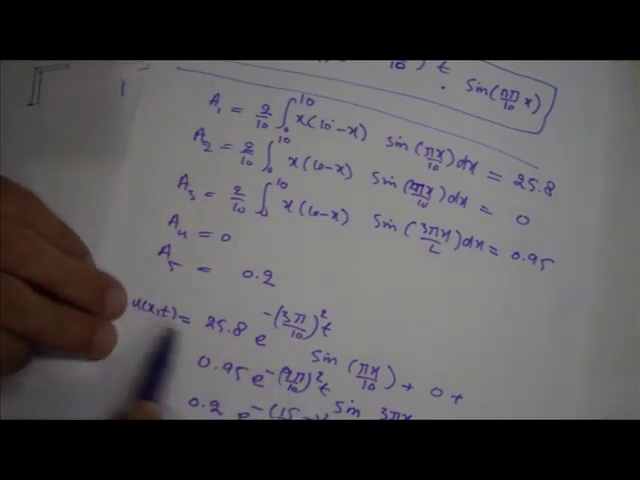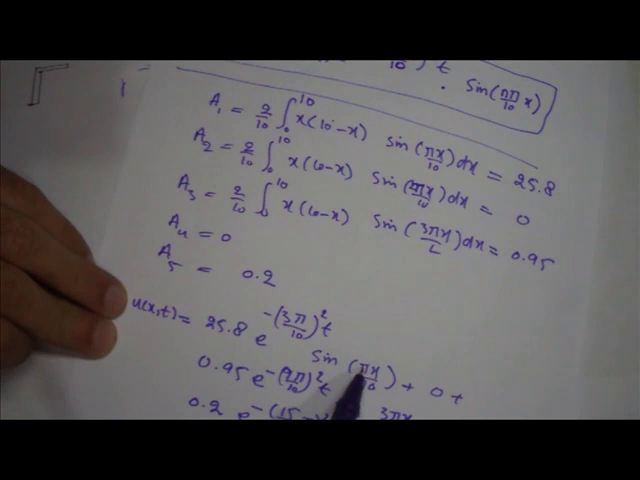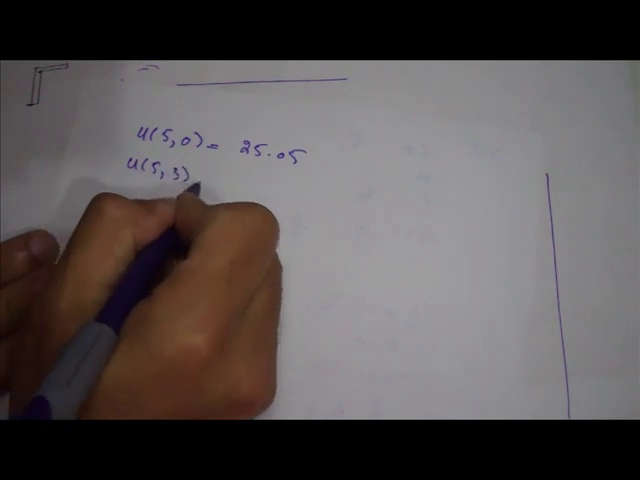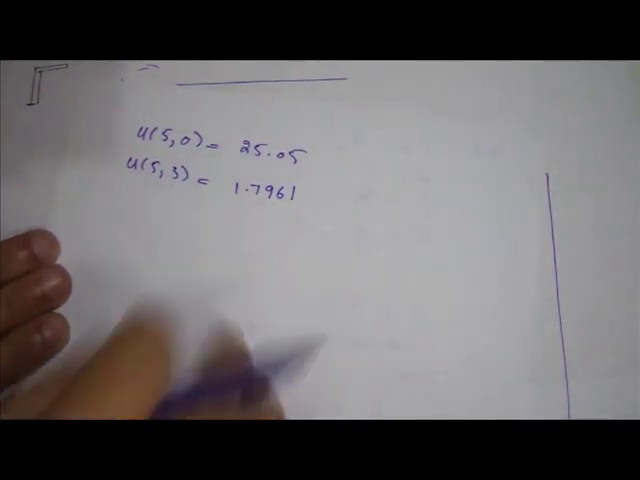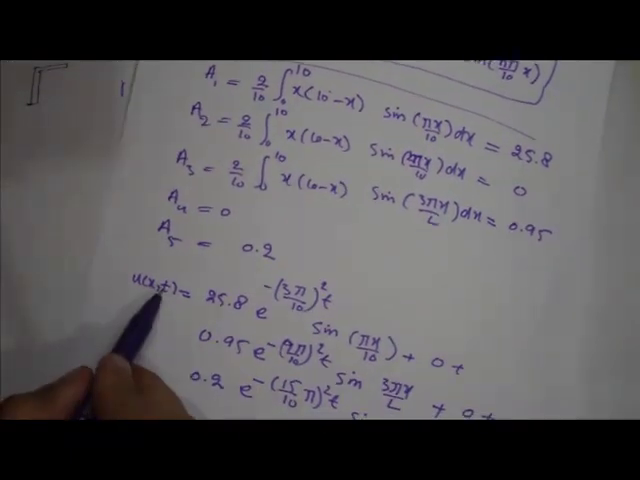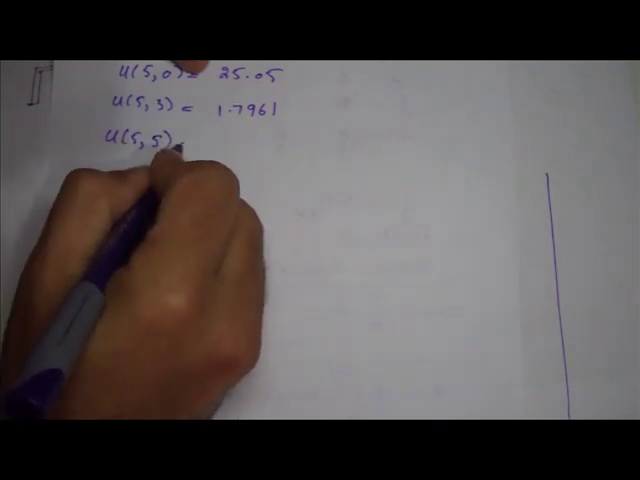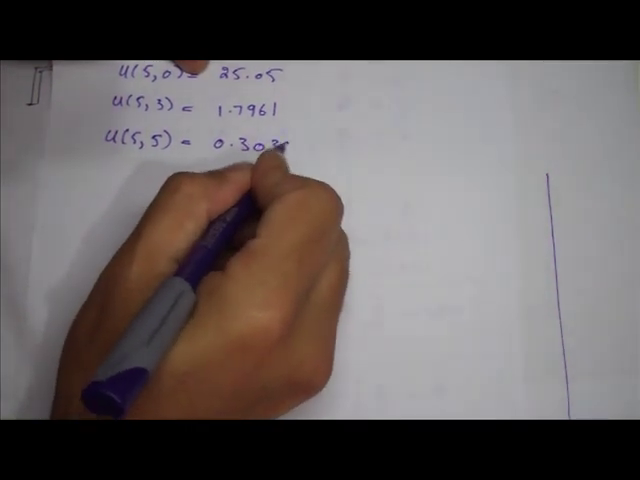We have simply to substitute x by 5 in this expression: sine pi times 5 divided by 10, sine 3 pi multiplied by 5 divided by 10, and t by 0. So we will get this result. The temperature at the mid of the rod after 3 seconds is 1.7961. You can substitute t is equal to 3 in this expression and x is equal to 5 in this expression. Similarly, at time t is equal to 5 and x is equal to 5, means midpoint of the rod, after 5 seconds, this is equal to 0.3039.